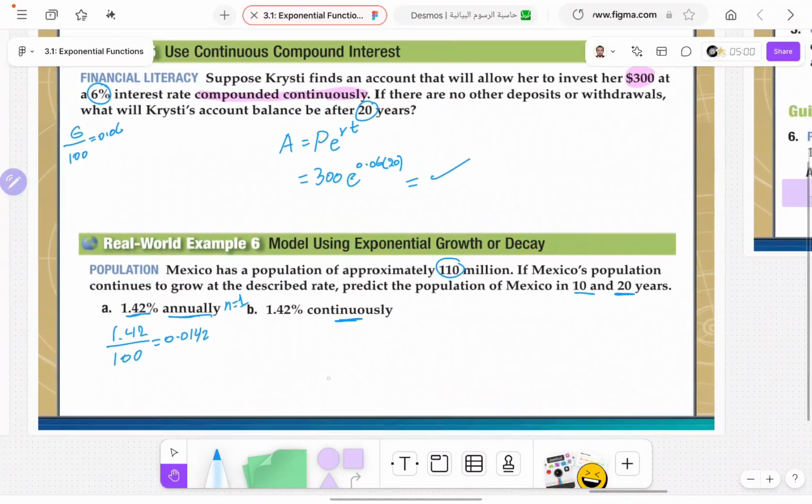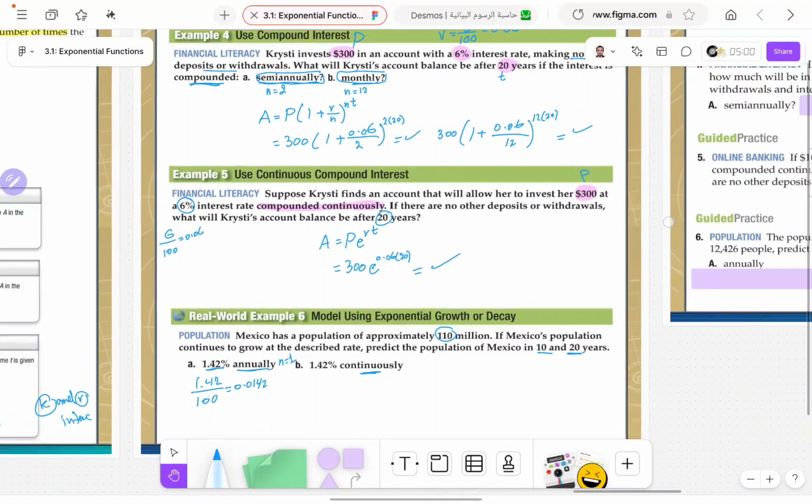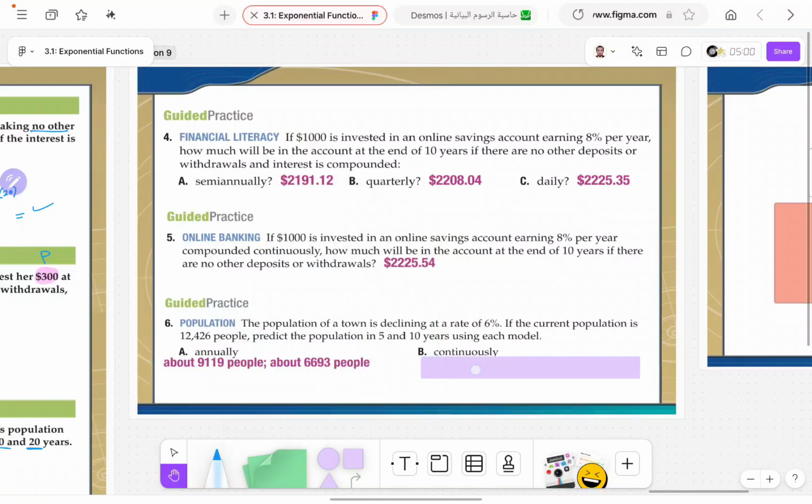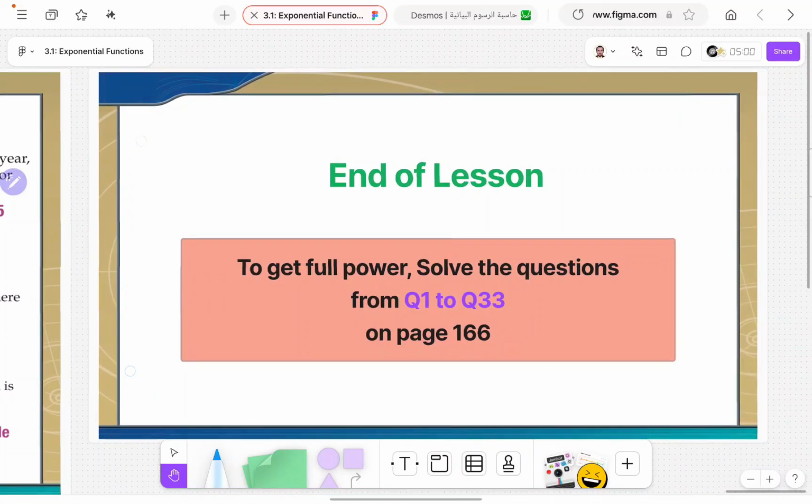Now try to solve this by yourself, and if you need help, please let me know. And here is another example of solving, with the answer I gave you here, so when you solve, you can check your answer. If you need any help, please let me know. To get more practice, try to solve this question on page 166. I hope you understand this.